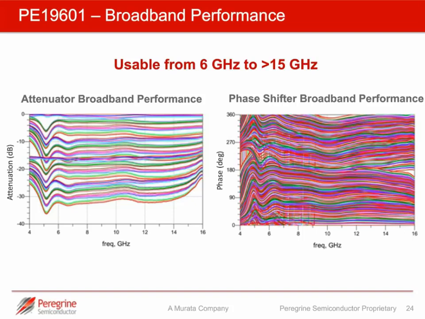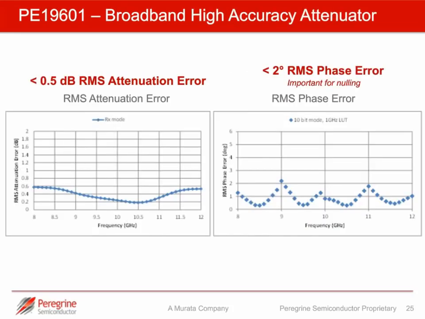So now if we move to translating this into accuracy, we talked about errors earlier and how critical attenuation and phase errors are. The left-hand chart shows the RMS attenuation error over a frequency range of 8 to 12 gigahertz. You can see we achieve very consistent, very low attenuation error. On the right-hand chart, the same frequency range, we're showing phase error, using a series of lookup tables in 1 gigahertz spans. You can see that the phase error is extremely low, in most cases well below 1 degree.